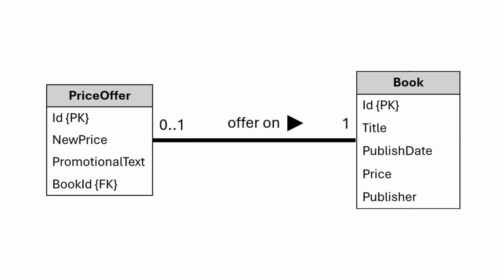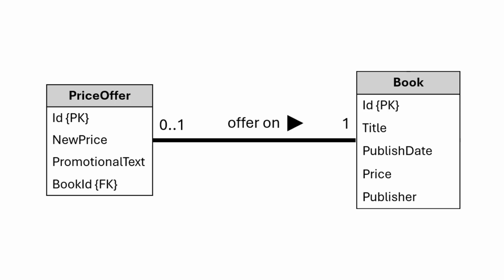A book may have a price offer, while a price offer must have a book. Whenever you do one-to-one relationships, at least one side has to be optional. We call this side the dependent entity or child entity. That makes the price offer the child and the book the parent in this relationship. Sometimes both sides are optional and you must decide which is the child and which is the parent.